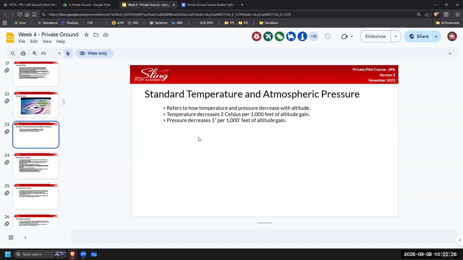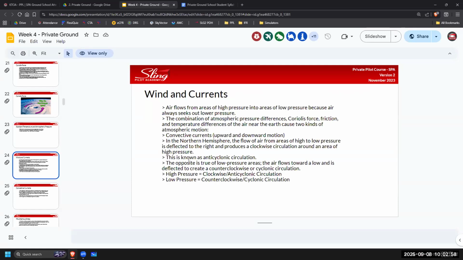In case you haven't written it down already, they really want you to know this by memory. They have also given you the standard temperature and atmospheric pressure again, but at this point, I think I've gone over it 3 different times. So 2 degrees Celsius decrease per 1,000 feet. Pressure decreases by 1 inch of mercury per 1,000 feet of altitude. Okay, I'm gonna assume everyone already got that.